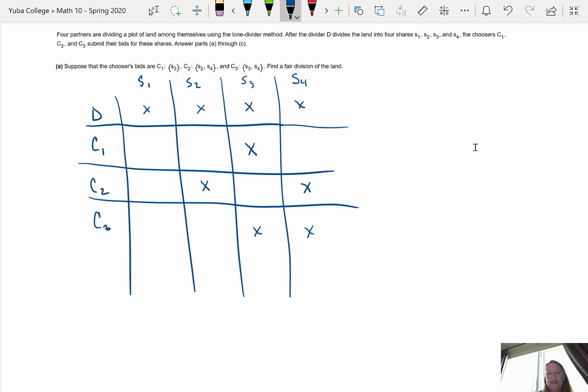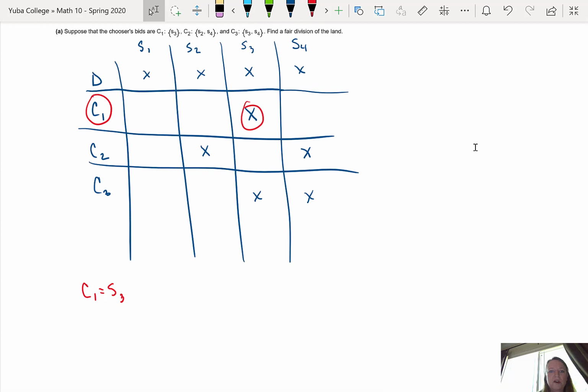Well, for a fair division here, C sub 1 has to get share 3. They don't believe anything else is fair. And so in order to get at least a quarter of the value, it'd have to be S sub 3. Okay, well that's okay. C sub 2 didn't choose S sub 3 as being one of the ones. And so they're either going to get S sub 2 or S sub 4. Well, we could give them S sub 2.